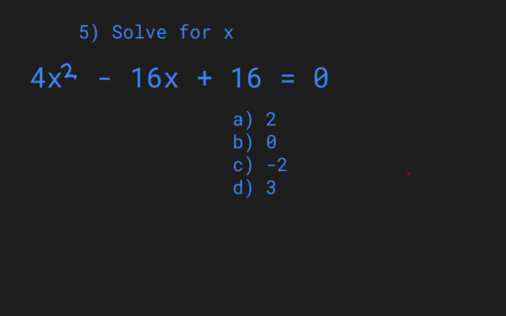Next problem. Okay, notice there's a 4 in front of here, and there's something in front of this. In our last problem, there was just a 1 in front, so it was very easy to factor out. This one, not so much. So I'm going to have to use a little bit of strategy, maybe some guess and check.